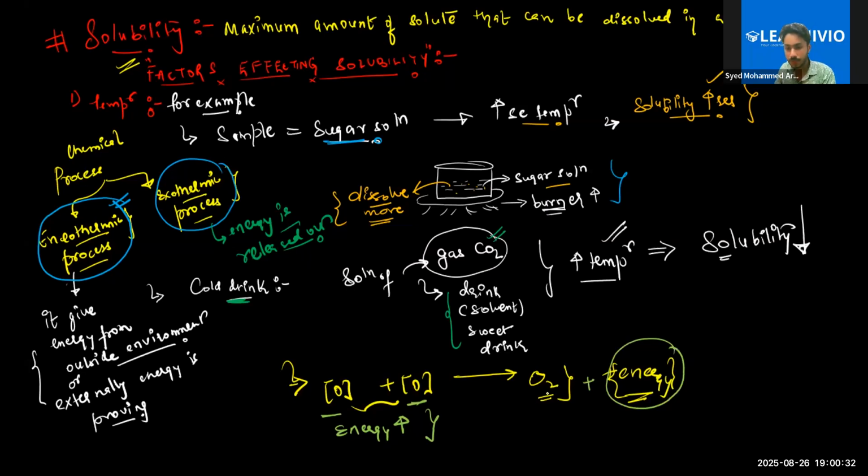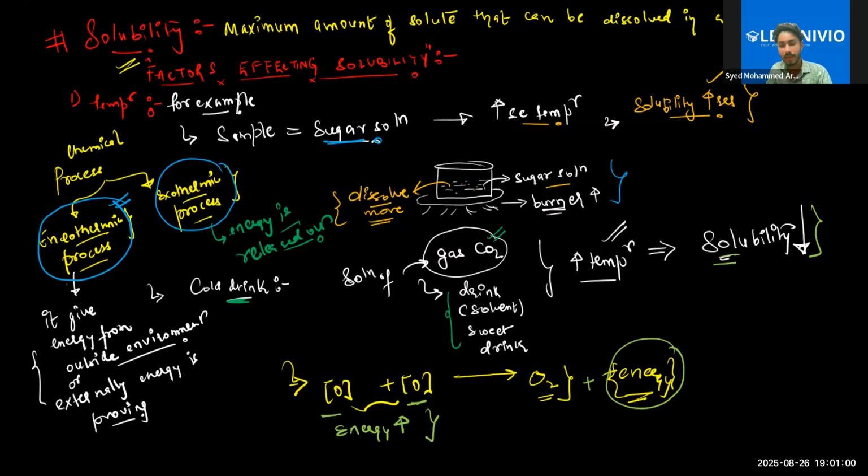Okay, so this is the process known as the exothermic process, in which energy is released. If I increase the temperature of any exothermic process, the solubility is always going to decrease, if the process takes place by its own. So these two types of processes are there, and there is a relation between the temperature and the solubility.